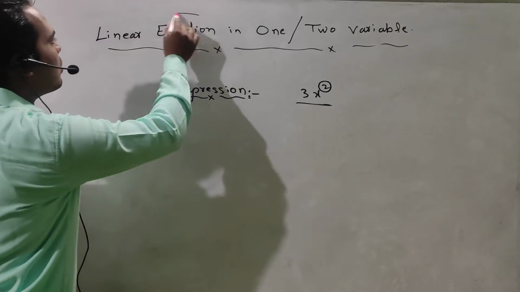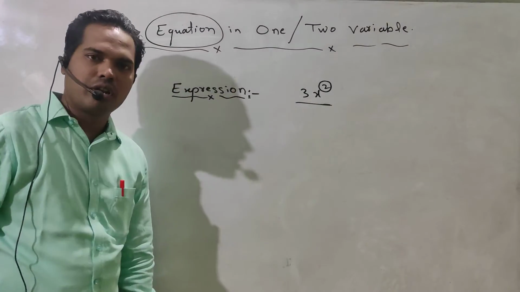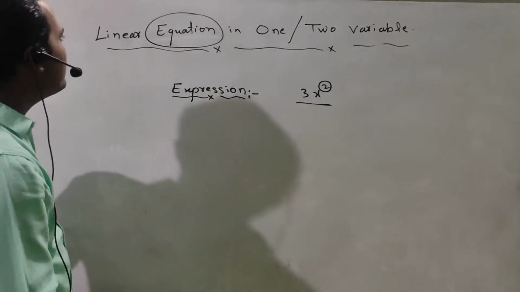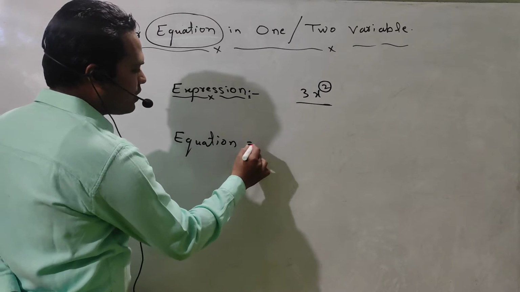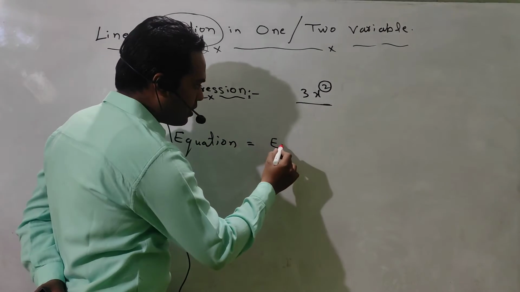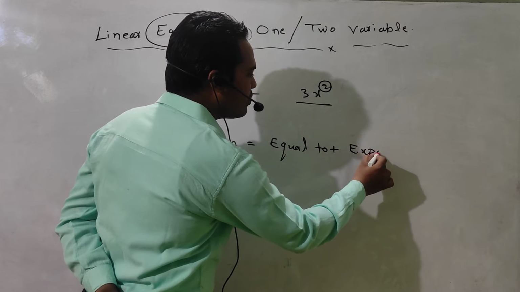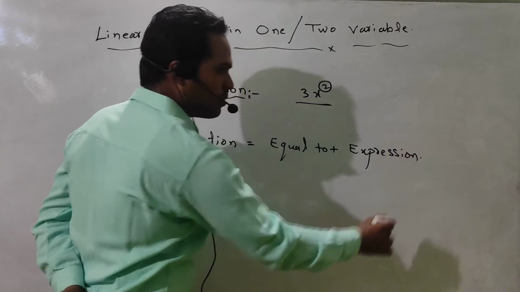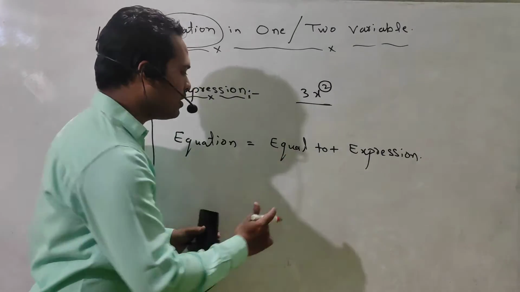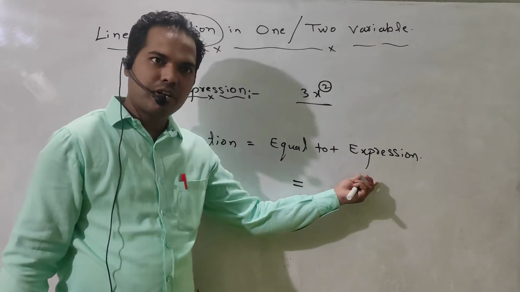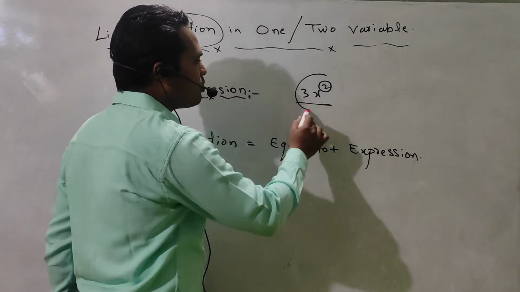So what is meant by an equation? A mathematical expression with an equal to sign is known as a mathematical equation. Or we can simply say that an equation is nothing but an equal to sign plus an expression. See here, what is meant by equal to? A sign of equal to. And what is meant by expression? Expression means a mathematical or algebraic term having degree as a positive integer.